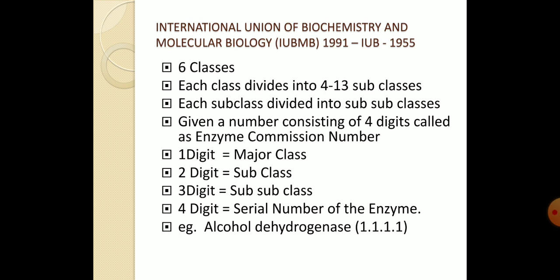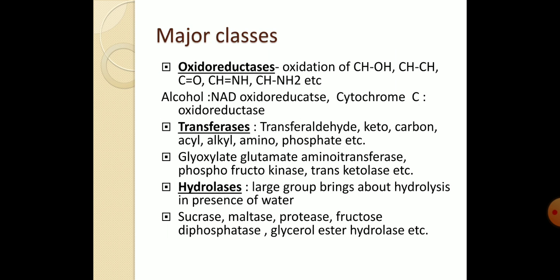Based on nomenclature, there are 6 classes of enzymes. The first digit is the major class, the second digit is a subclass, and the third digit is also a subclass. This will be mentioned in the exam. For example, alcohol dehydrogenase is 1.1.1 in the system of classification.